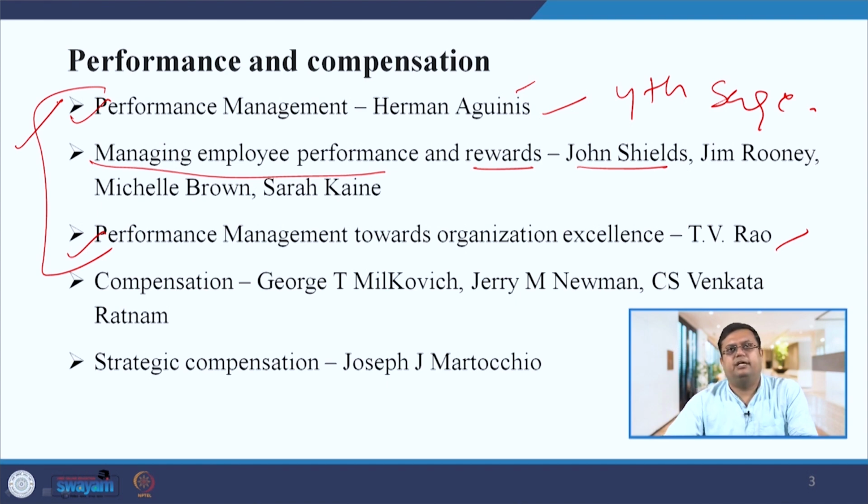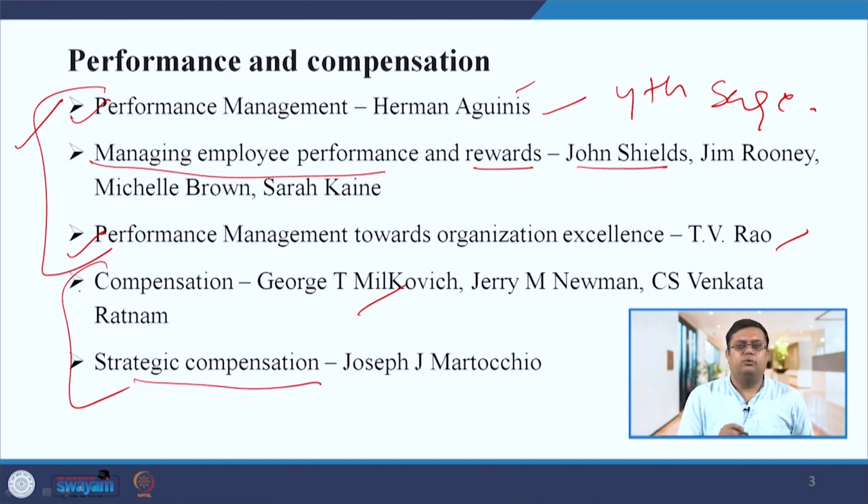These three books have helped me to understand performance management and then how to develop the matrix related to it. By using these books I have developed some of the matrix. For compensation, I have used Milkovich, which is quite popular in the HR area. This is the book that I have used, and the second book that I have used for compensation is Strategic Compensation.